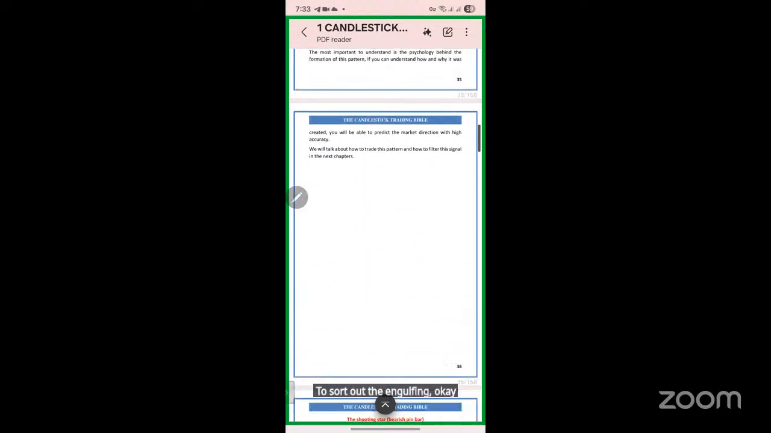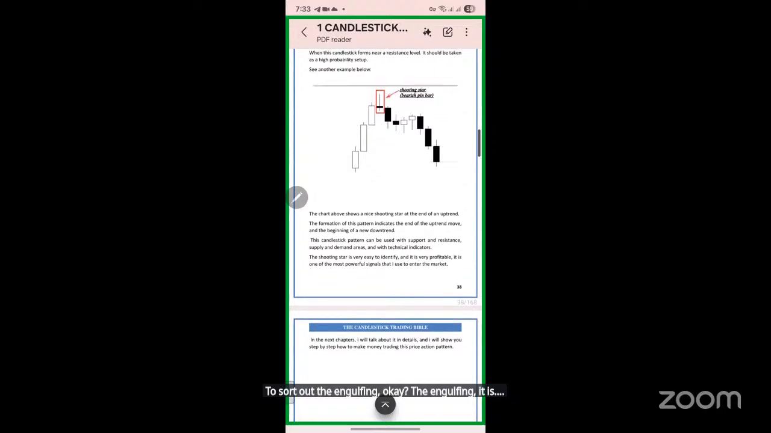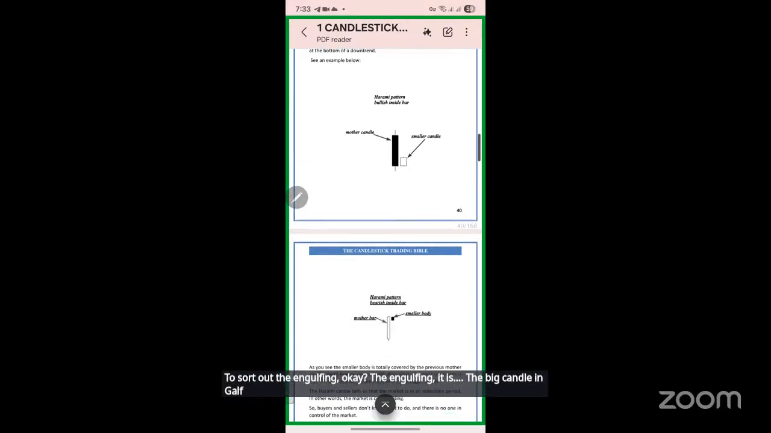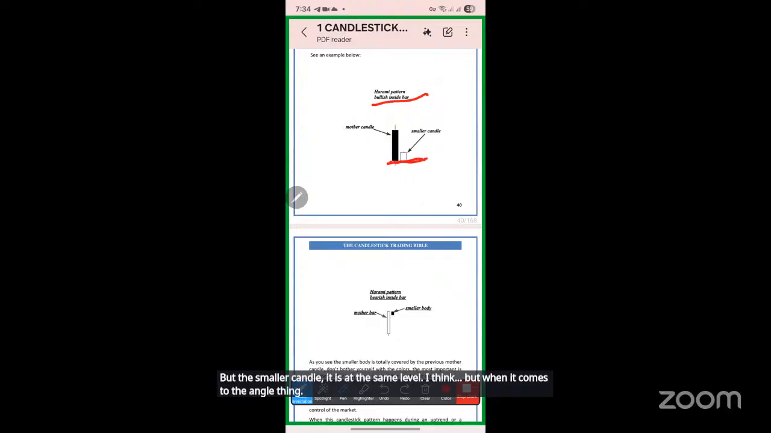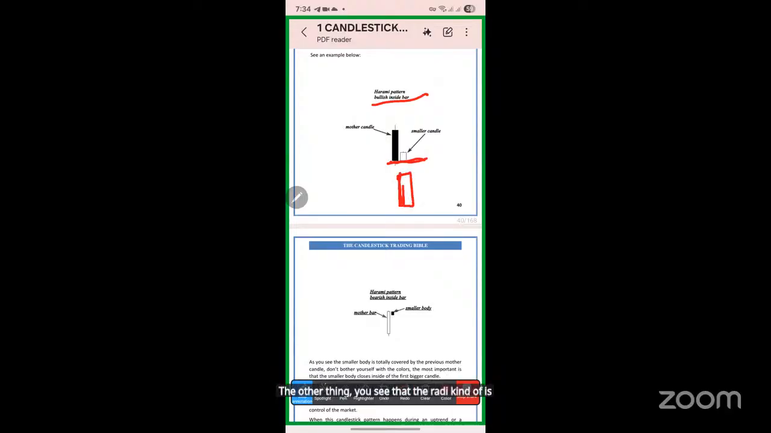The engulfing is when the big candle engulfs the full body. I wanted to show you this. The harami, you can see the bullish harami. This is a big candle, but the small candle is at the same level. But when it comes to the engulfing, you see that the red candle is like this, and the small candle will be here. That's the difference between the two.